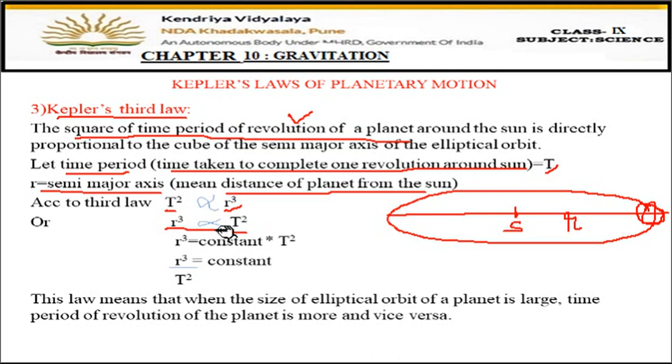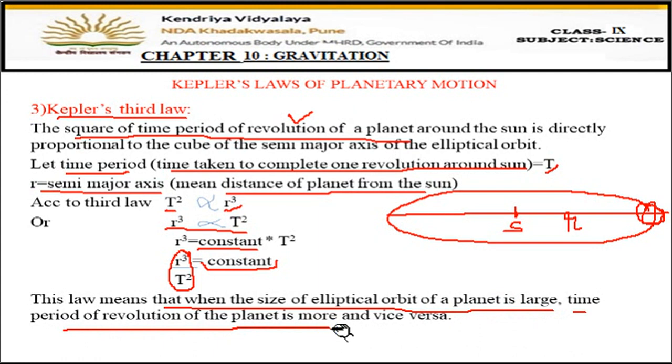Now if we have to remove this proportionality sign, we have to use a constant here. We will write a constant here. So what will happen? If T² is shifted to this side, R³ upon T² is a constant value, and it does not change for any planet, right? So this law means that when the size of the elliptical orbit of the planet is large, the time period of revolution of the planet is more.